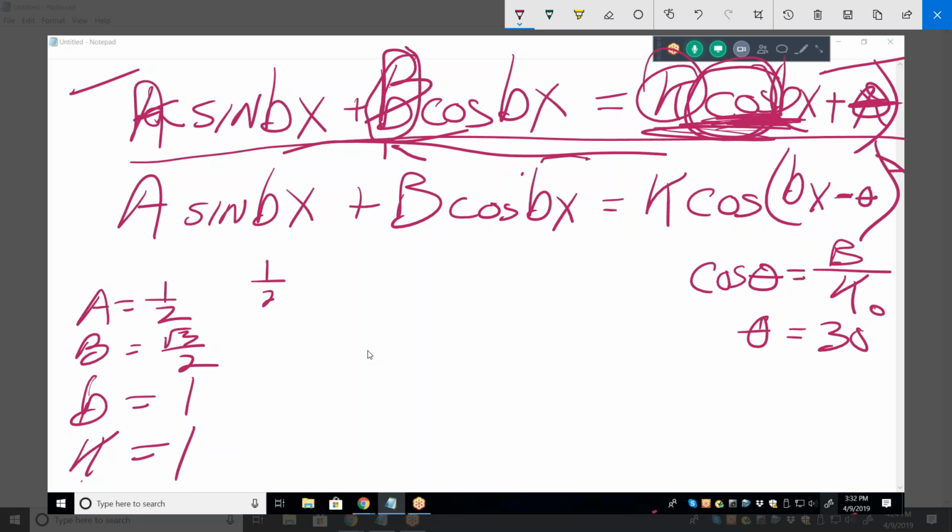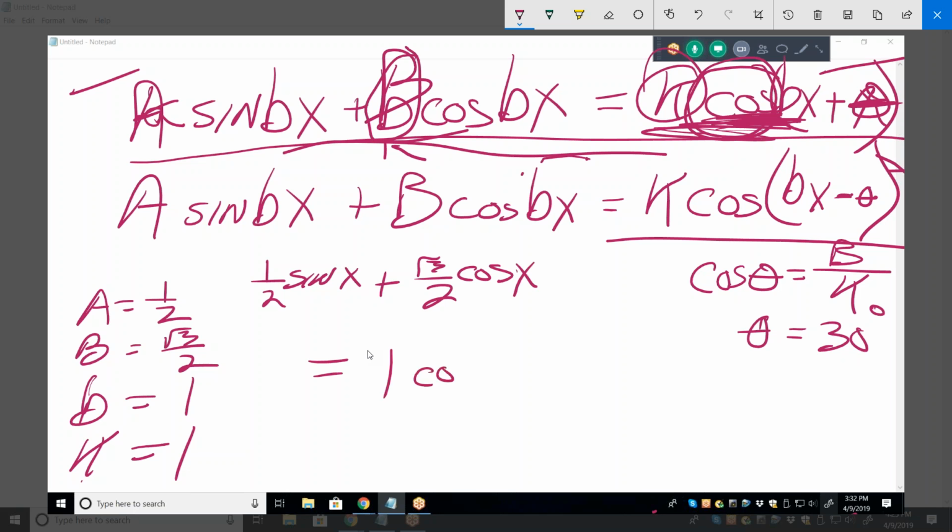We have 1/2 sine of little b x, plus √3/2 cosine of x. The question is, what is that equal to in terms of that? Yes, sir. Well, k is 1. That's right. Cosine, little b is 1. X. What theta is. So erase that 1. That should be our answer.